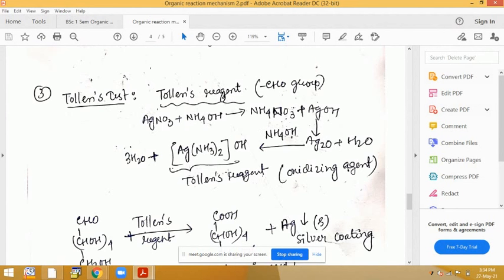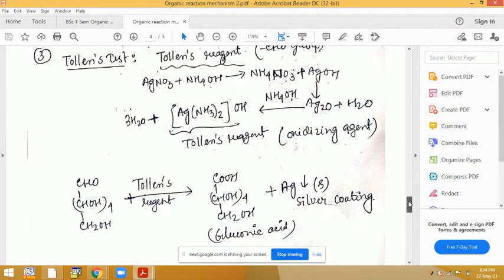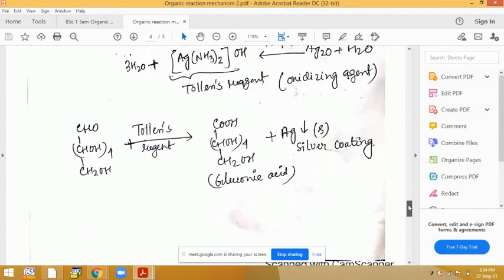This compound is called Tollens reagent, and it also acts as an oxidizing agent like Cu(OH)2 in the Fehling's solution test. Now this oxidizing agent again changes the aldehyde into acid. CHO(CHOH)4CH2OH, that is your glucose, becomes gluconic acid.